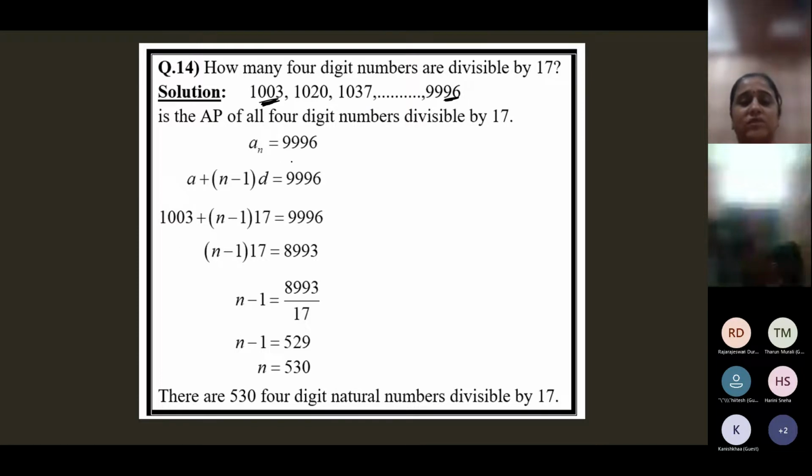Then AN is equal to 9996, the last one. When you work that out, you get N equal to 530. So there are 530 4-digit natural numbers divisible by 17. That's all. It's a simple thing.